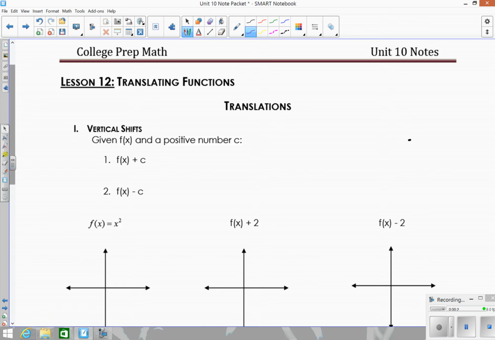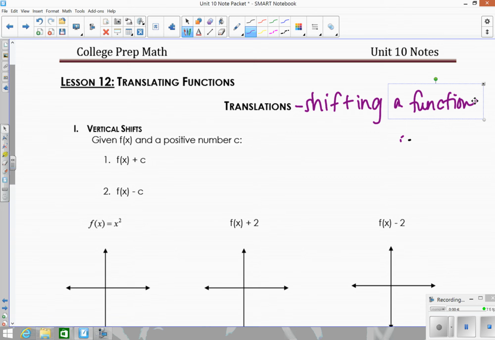So translations are basically when you're moving a function. So it's shifting a function in any direction. So this could mean right, left, up, or down. So the first type is our vertical shifts.